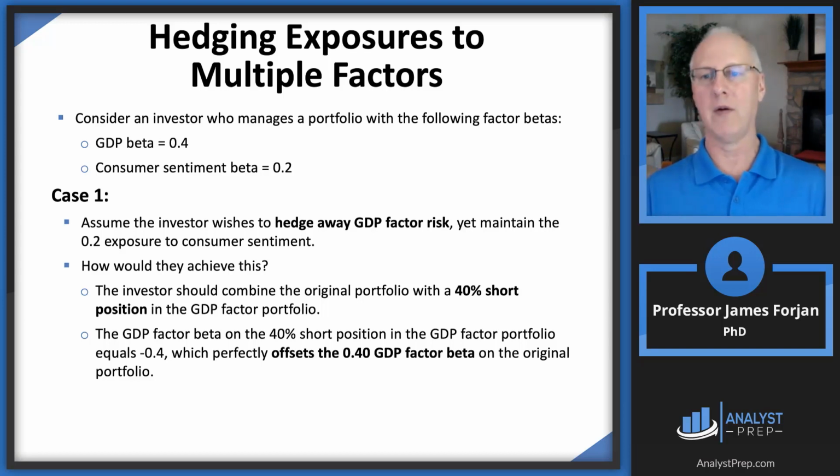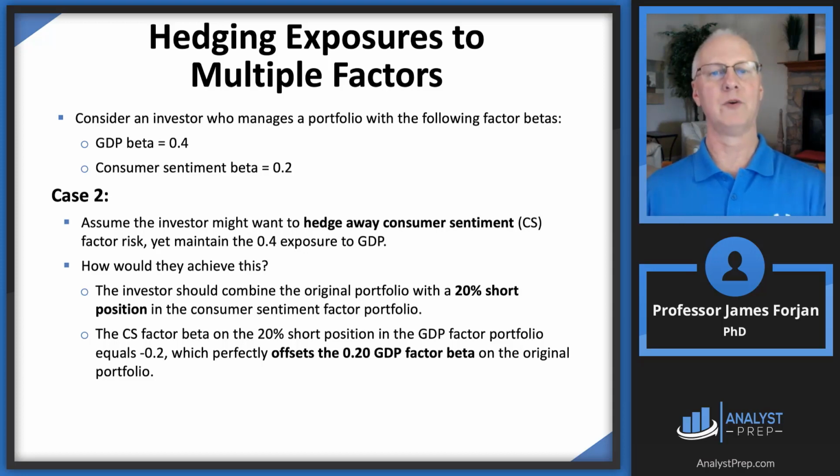However, we want to still maintain the exposure to consumer sentiment. How would we do this? Well, this is really easy. What we're going to do is combine the original portfolio with a 40% short position in the GDP factor portfolio. So what we're doing is we've got the long in the original portfolio and the short in the new portfolio, and those things cancel each other. Gains in one portfolio offset the losses in another portfolio.